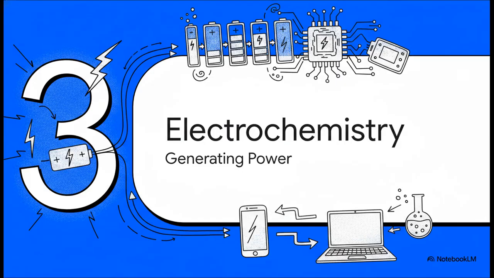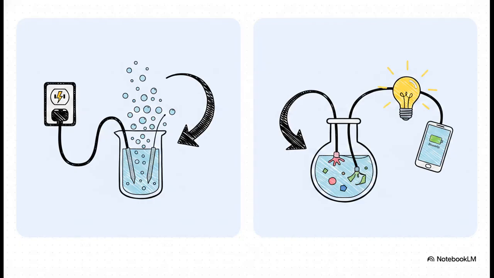Section 3. Electrochemistry and generating power. So, electrochemistry is this fascinating relationship between electricity and chemical reactions. It's essentially a two-way street of power. On one side, we have electrolytic cells. These use electrical energy to actively force a chemical reaction to happen, which is a non-spontaneous process. But then on the flip side, we have galvanic or voltaic cells. These spontaneously use chemical reactions to create and release electricity. That battery in your flashlight or your smartphone? Yeah, that's a galvanic cell hard at work.